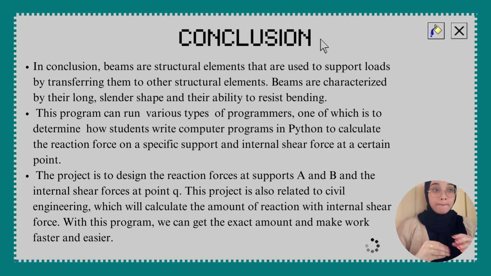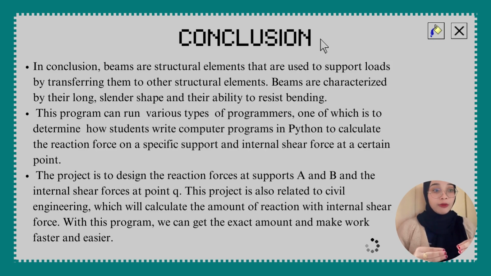In conclusion, beams are structural elements that are used to support loads by transferring them to other structural elements. Beams are characterized by their long, slender shape and their ability to resist bending. Beams can be made from a variety of materials, including wood, steel, concrete, and composite materials. Beams are versatile and efficient structural elements that can be used in a variety of applications. They are a good choice for applications where weight, cost and efficiency are important considerations.